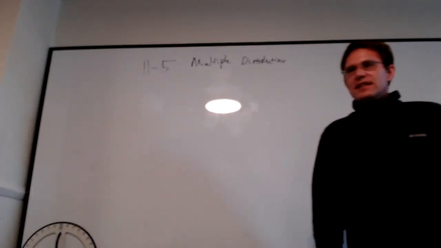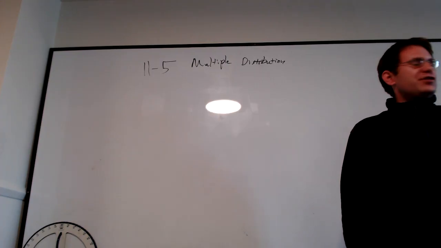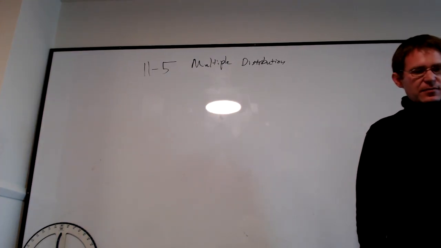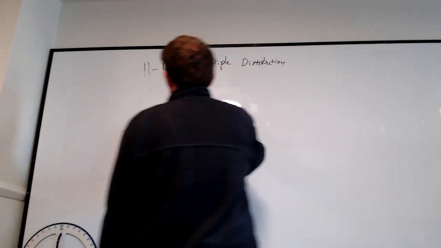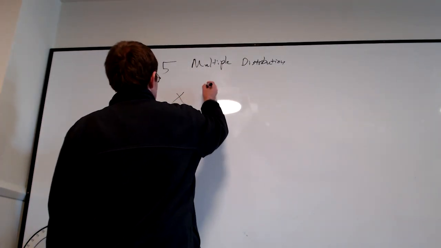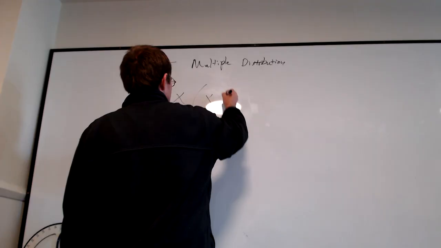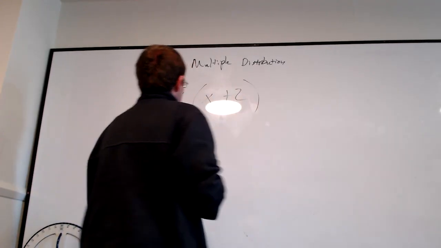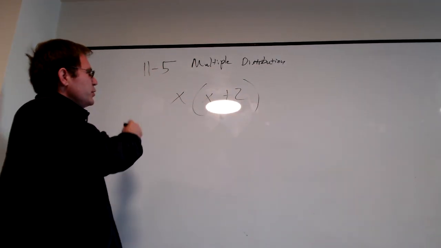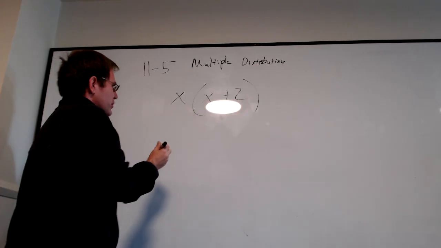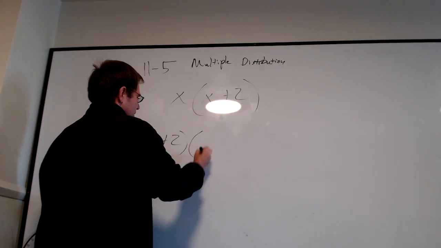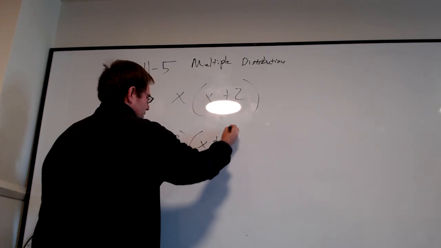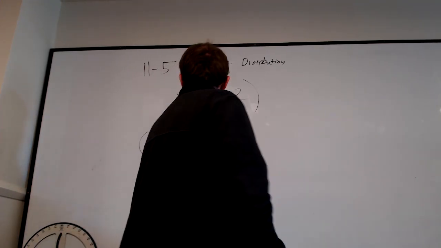Okay, well, today we're going to continue our theme on distribution. But today, instead of having a monomial like x times x plus 2, now we're going to have two polynomials multiplied. So it would be something like x plus 2 times x plus 2.